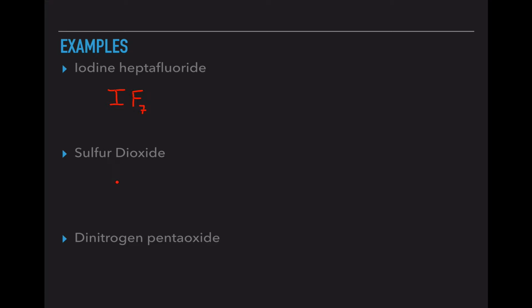Sulfur dioxide, sulfur has the symbol of S, but since there is no prefix, there's only one, I do not need to write that here. Dioxide is oxygen, and di tells me that there should be 2 of them.